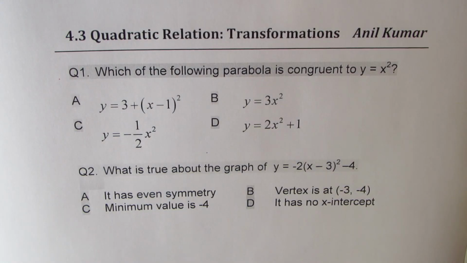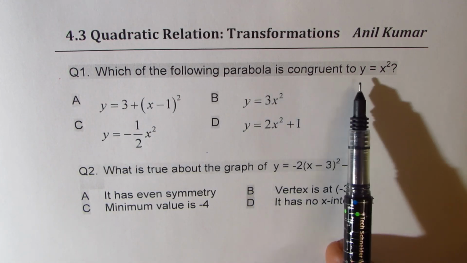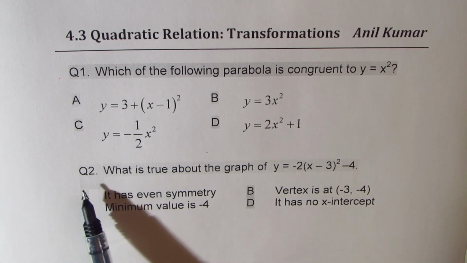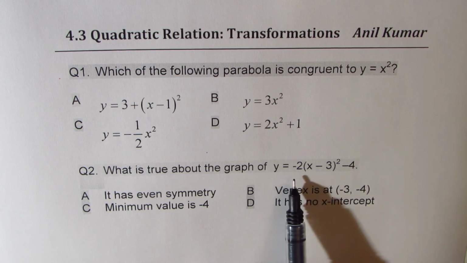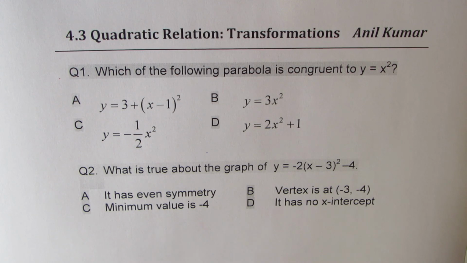Here is your last question, a multiple choice question based on what we have learned. Question number 1: which of the following parabolas is congruent to y equals x squared? 4 choices are given to you. And question number 2 is, what is true about the graph of y equals minus 2 (x minus 3) whole squared minus 4? 4 choices are given to you. You can pause the video, answer, and then look into my suggestions.